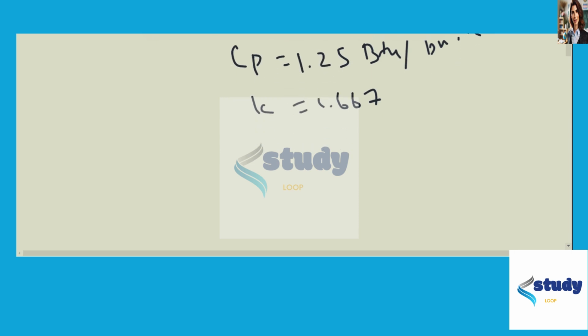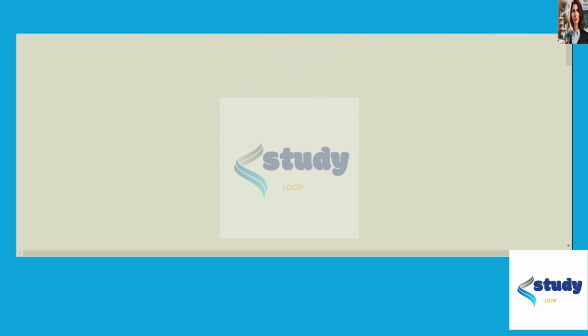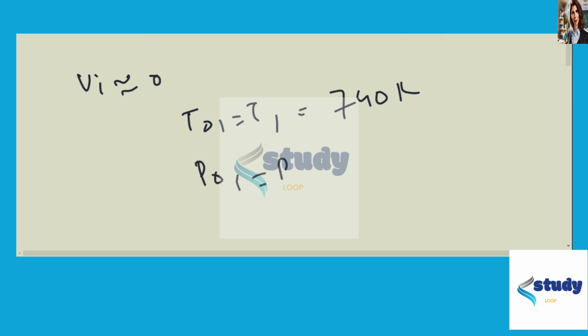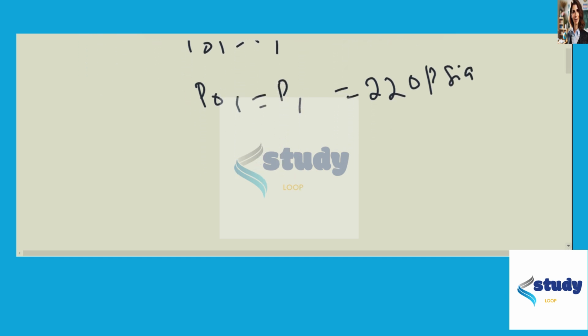Now the inlet stagnation properties in this case are identical to the inlet properties since the velocity at inlet is negligible. So T01 equal to T1, that equals 740 R, and the stagnation pressure is equal to 220 units.